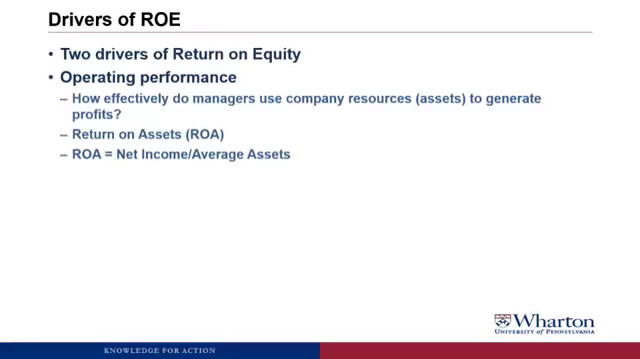So how effectively do managers use their company resources, in other words, their assets, to generate profits? The ratio we're going to look at here is called return on assets. ROA is defined as net income over average assets. So what it tells you is for each dollar of assets that a manager has to play with, how do they turn that into net income?